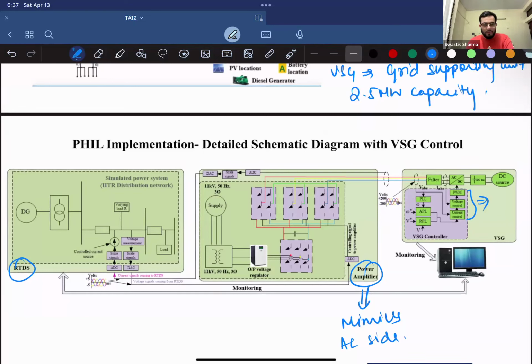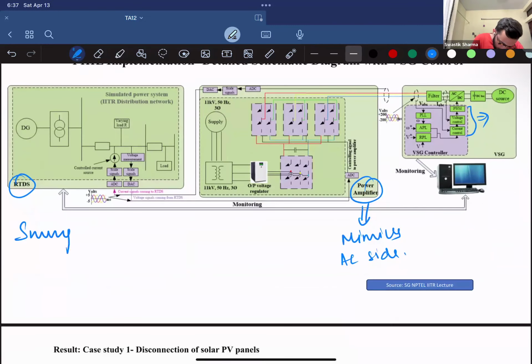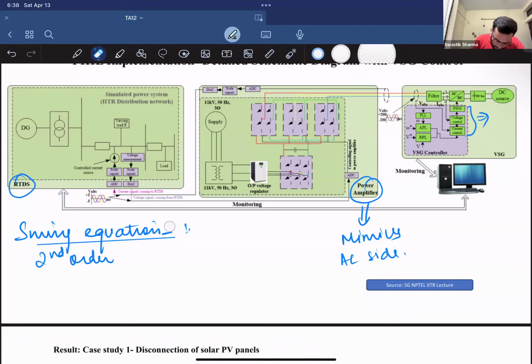Now, what exactly these three control algorithms do is they are used to mimic your swing equations. Does anyone have an idea what a swing equation is? Anyone who knows what a swing equation is? No one. Okay. So your swing equations are second order equations. I mean, there are two equations, but they're just constant value. I'll just talk about it.